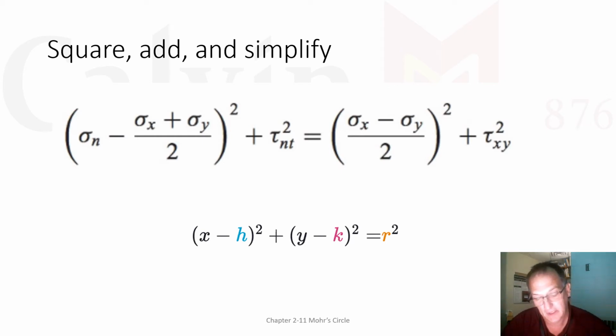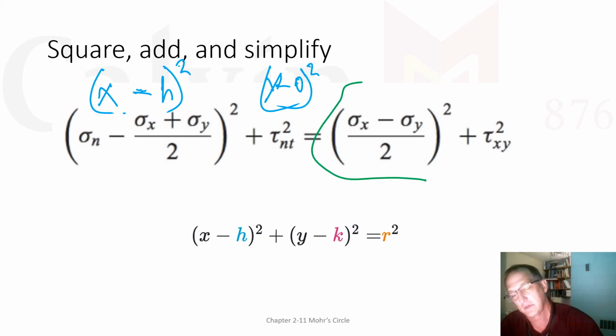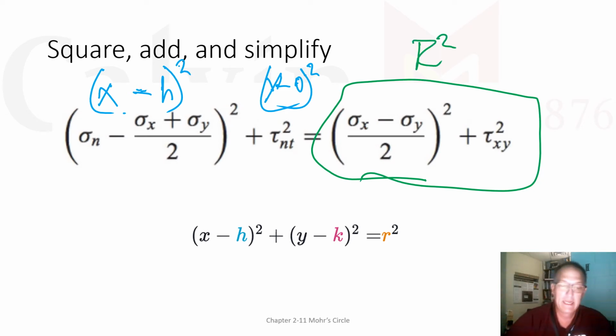I'm going to get my pen. This is x minus h squared. This is y minus 0 squared. And this whole term here is my radius squared. And that's the equation for a circle. So that's where we get Mohr's circle. All right, how does that help us? Well, that's what we're going to talk about.